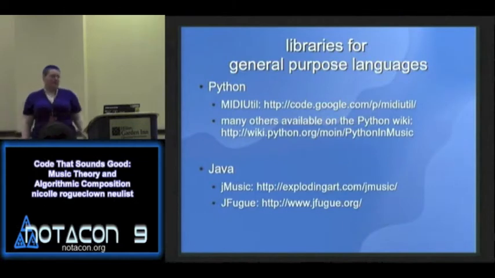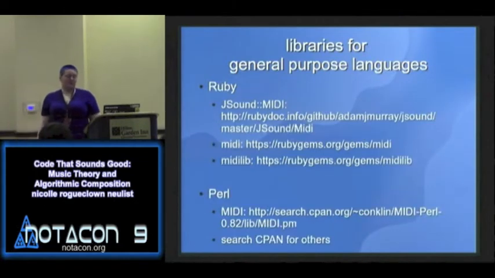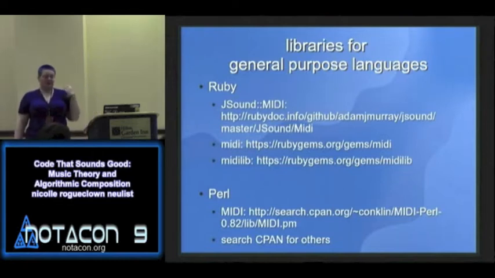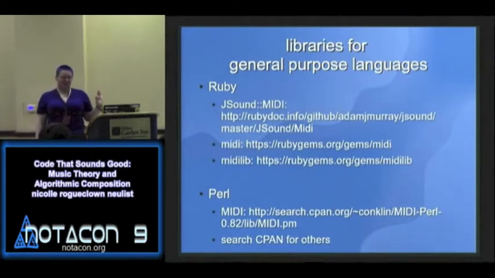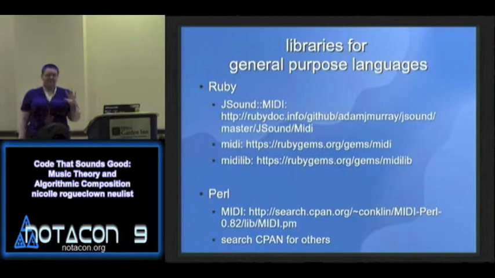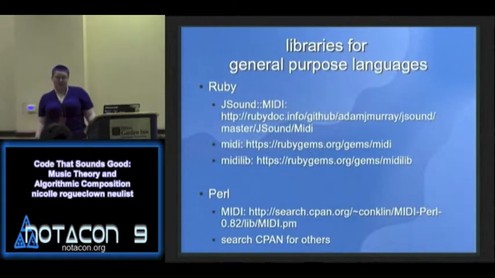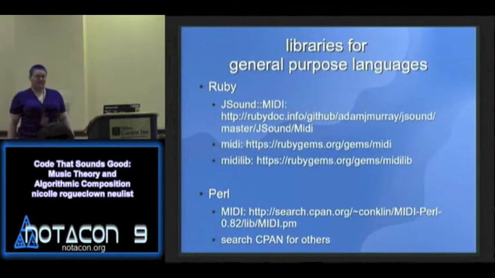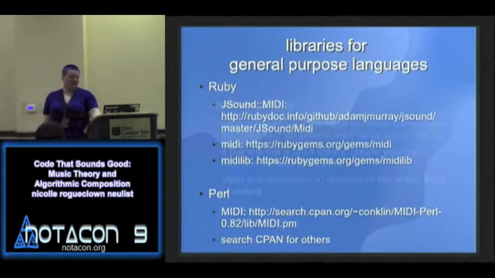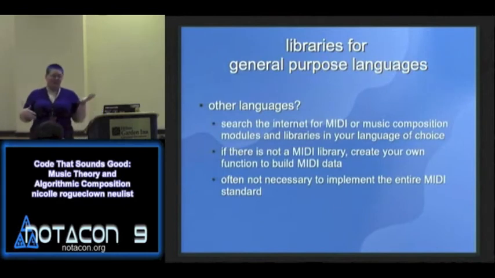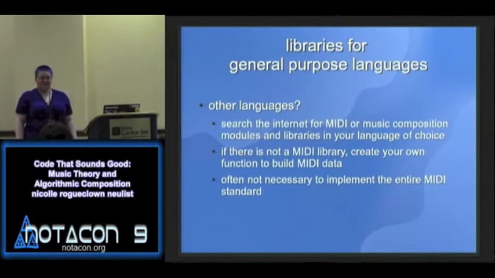Java has a couple of libraries, JMusic, JFugue. Ruby has a bunch. JSound MIDI, MIDI-lib. Perl, MIDI is the main one and the one that I saw most often in Perl, but there are a few others, and if you're a Perl monk, you can search around CPAN to try and find what you like. CPAN being the Comprehensive Perl Archive Network. Played around a little bit with that, but I'm more of a Python girl than a Perl girl. And again, other languages, seriously, Google is your friend.